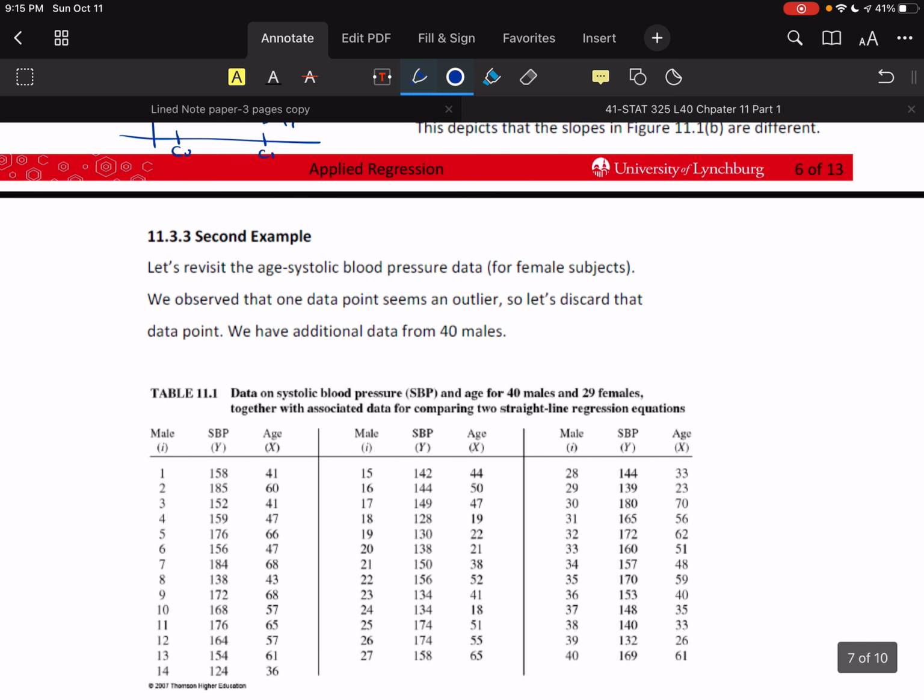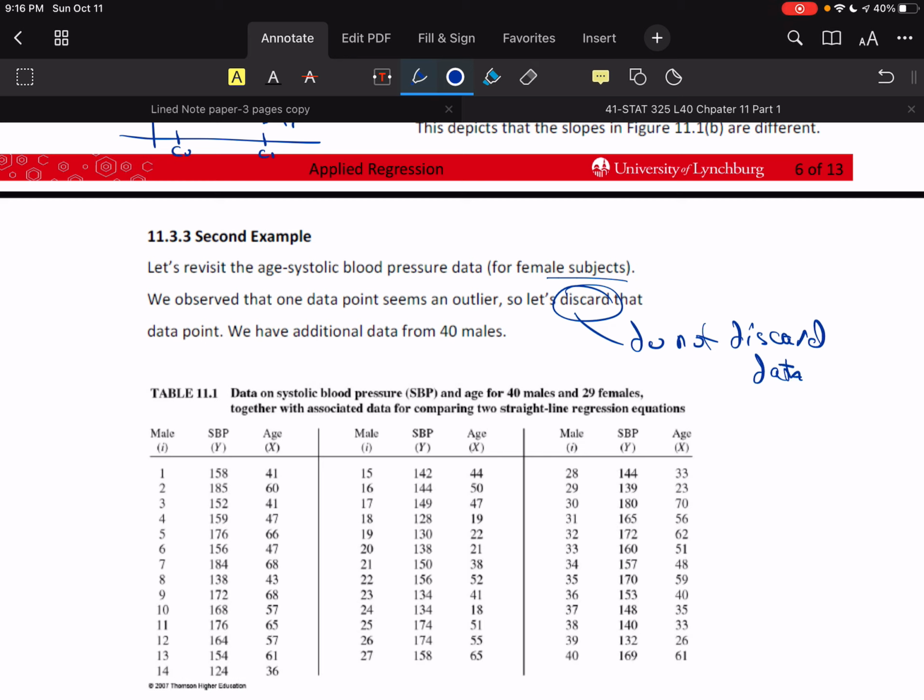Okay. So let's look at our age systolic blood pressure data, and this was for female subjects. And I want to really caution you, we do not ever discard data. This is a really bad practice. It's so bad that had I known this was in the book, I would not use this book. That's how bad of an error this is. We never throw away data. I want to make that clear.